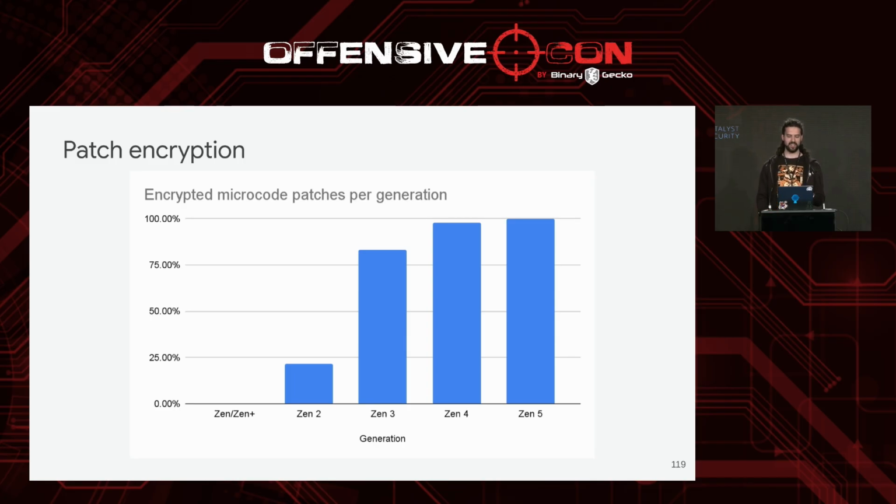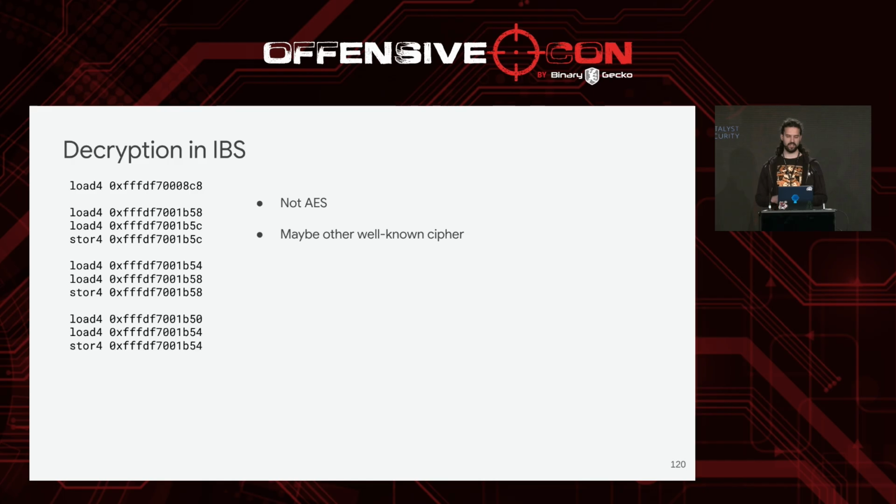So the first thing that we did once we got this to work was, okay, let's figure out how the patches are encrypted and decrypt them so that we can look at what's inside. So let's take a look at the IBS trace again, this time at the section where the microcode update is decrypted. We know that this is where it happens because this is the first time the encrypted data is accessed when loading an encrypted patch. We see that this time it's not load 16, it's load 4 and store 4, so it's something different. It's definitely not AES, but maybe it could be some other well-known cipher.